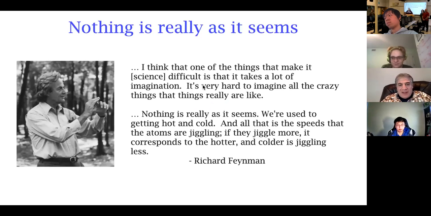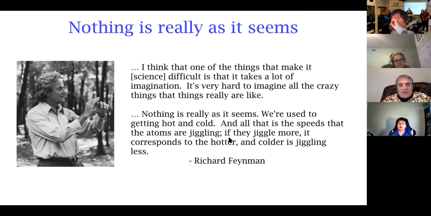So, emergence. Let me start with a quote from Richard Feynman, one of the visionaries in physics. The quote is that nothing is really as it seems. He was basically saying that one of the things that makes science difficult is that it takes a lot of imagination. It is very hard to imagine all the crazy things that things really are like. Nothing is really as it seems. We are used to hot and cold, and all that is the speeds at which the atoms are jiggling. If they jiggle more, it corresponds to hotter, and colder is jiggling less. So this is a typical example of emergence that I will keep in mind.